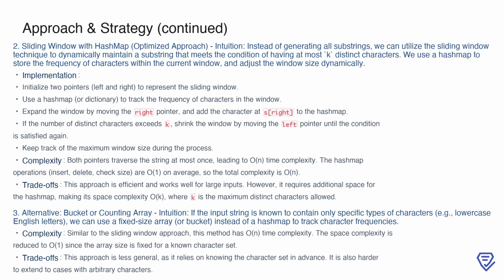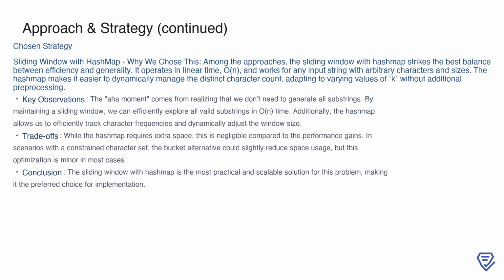This method is highly efficient, as both pointers traverse the string at most once, resulting in a linear time complexity of O(n). The hash map operations, such as adding or removing characters, are also efficient, with an average time complexity of O(1). While this approach requires some additional space to store the hash map, the space complexity is proportional to k, which is manageable. This makes the sliding window method both practical and scalable for a wide variety of input sizes. Among the approaches discussed, the sliding window with hash map is the clear choice for this problem, as it offers the best balance between efficiency and generality.